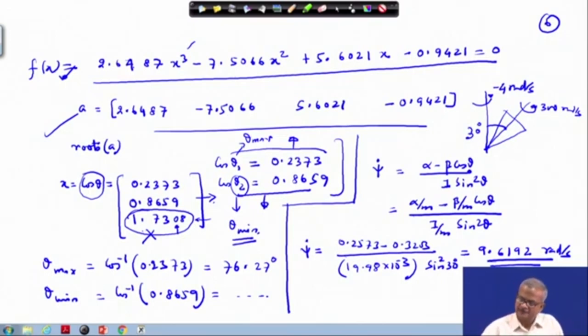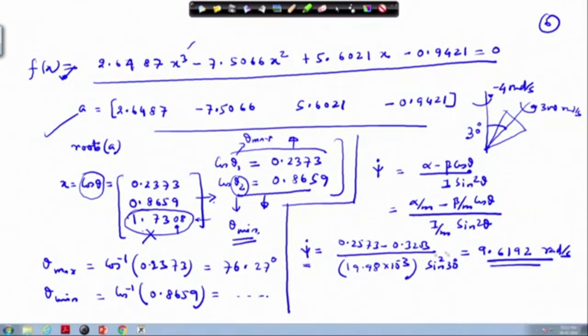So, you can see that this value is turning out to be, here this will turn out with a minus sign. Okay. Minus sign is missing, this is 0.2373, 0.3203. So, therefore, here this will turn out with a minus sign.